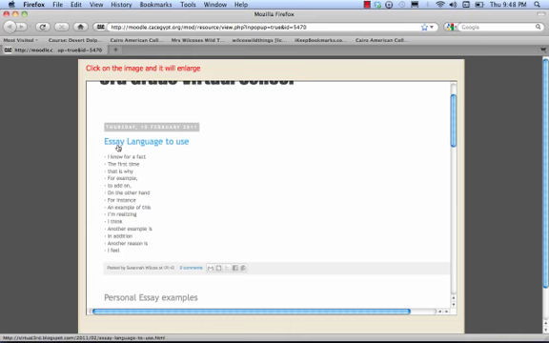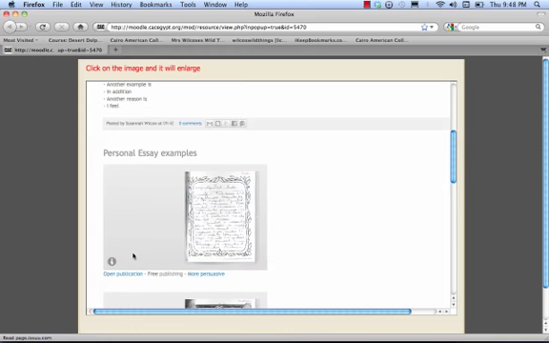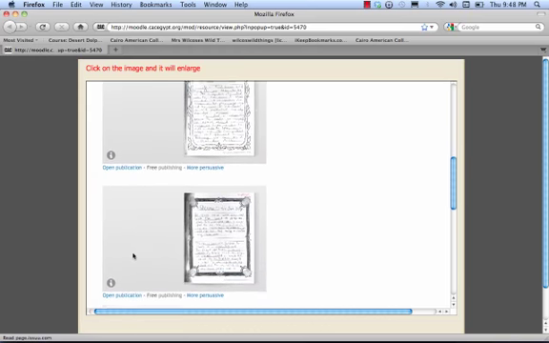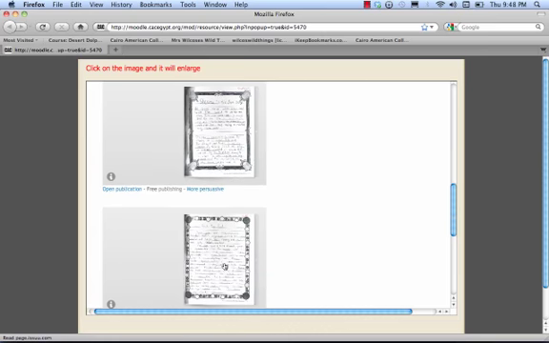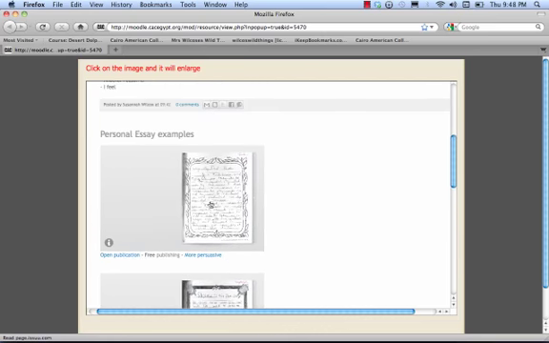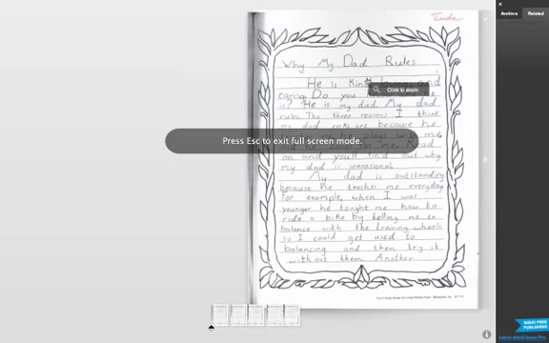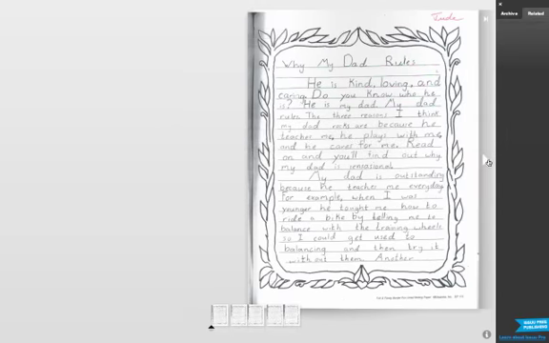First of all, at the top it has some essay language that you can use. I'd like you to read through this and think about where you could add this within your paragraph. Now here you will see 3 different essay examples, 1, 2 and 3 down here. To view these, you'll need to click on the page and it will come up in a larger screen.